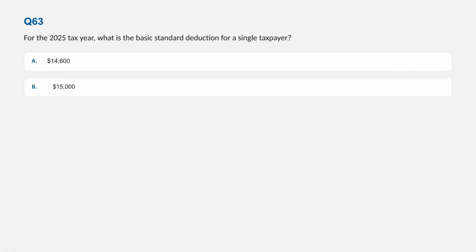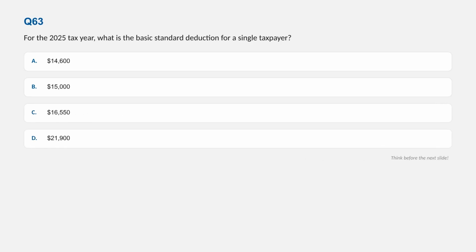Great. Now let's move to our next question. Alright, let's move to question 63. For the 2025 tax year, what is the basic standard deduction for a single taxpayer? A. $14,600, B. $15,000, C. $16,550, D. $21,900.